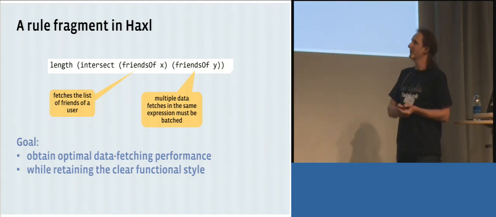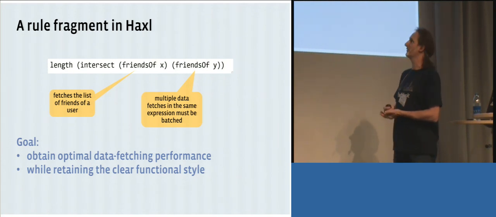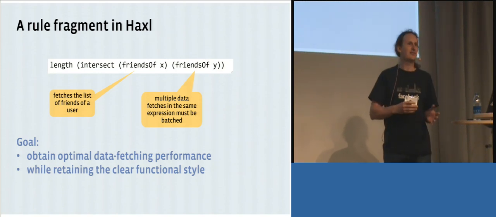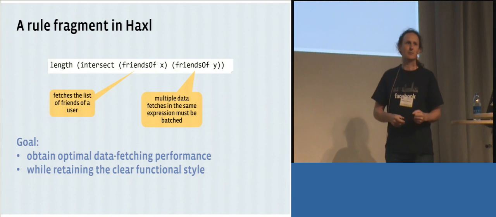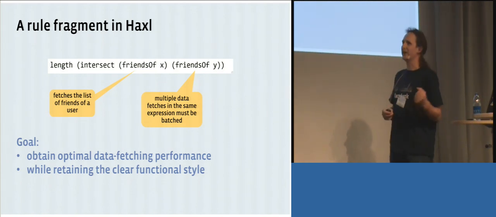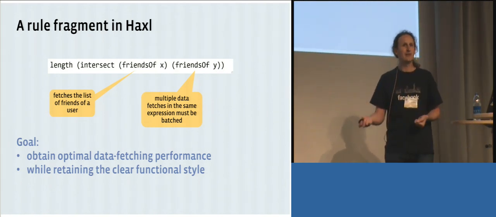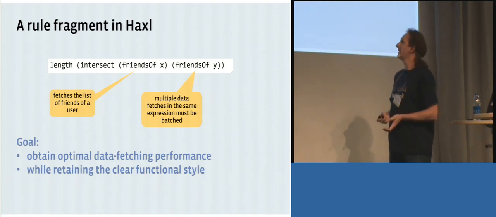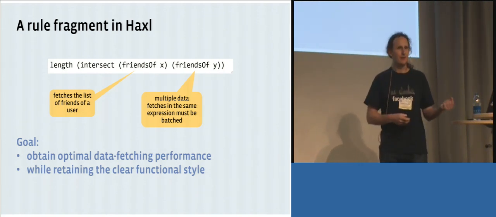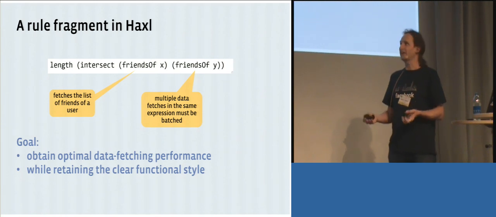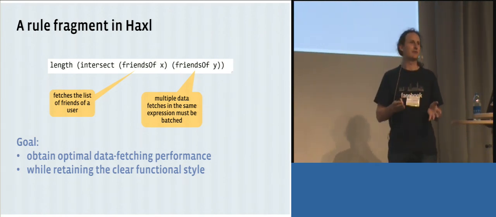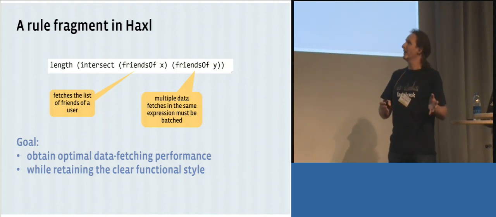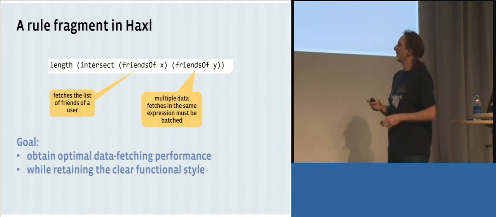Here's a fragment of code from our DSL that we're working on at Facebook. This fragment computes the number of friends in common between two Facebook users, X and Y. And the primitive data fetching operation is this friendsOf function. friendsOf takes a Facebook user and returns the set of friends of that user. So we have two calls to friendsOf, on X and on Y. And we take the intersection of those two sets and then finally compute the size of that. And that gives us the number of Facebook users in common between these two friend sets.